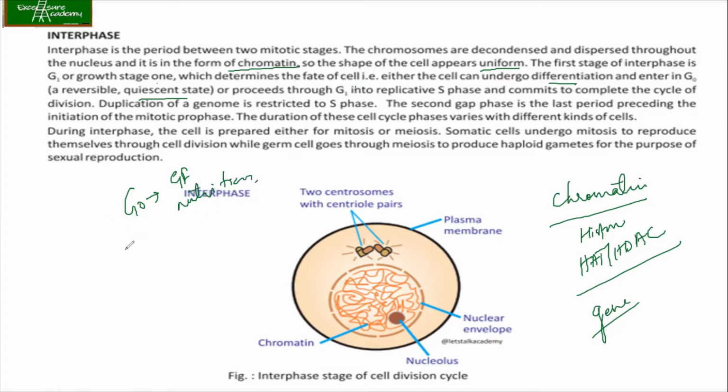Now, one thing you need to understand here: G0 of an animal cell depends on the growth factor, whereas for the bacterial cell it depends on the nutrition. Then it proceeds into the S phase to complete the cycle of division. Duplication of the genome happens in the S phase. The second gap phase is the last period preceding the initiation of mitotic prophase. The duration of these phases varies in different kinds of cells.